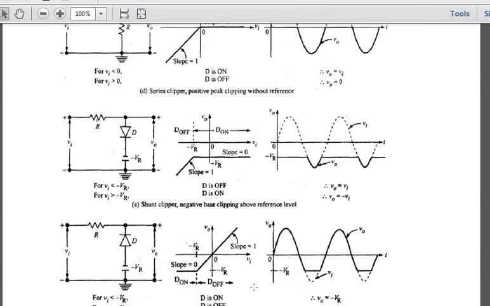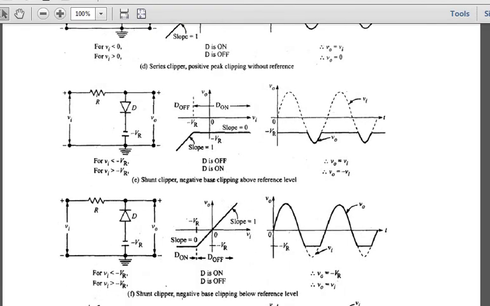Okay, now the next part: shunt clippers, negative base, below the reference level. Here, see, below the reference level this part is clipped off, and above the reference level it will be sent as the output. We have already seen this just now. So this part is called your transmission region, and this is your clipping region.